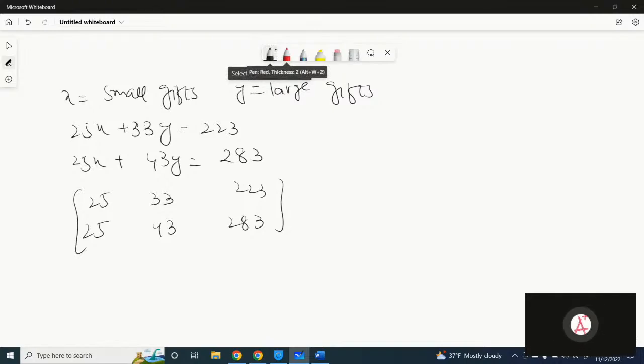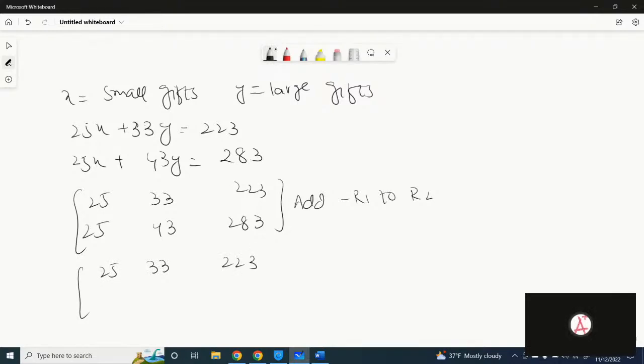First add negative R1 to R2. This way you can make 0 in R2. So it would be 25, 33, 223, then 25 minus 25. Then you have 43 minus 33 because you are subtracting row 1. And then 283 minus 223. So it would be 25, 33, 223, then 0, 10, and 60. You have to make 1 here.